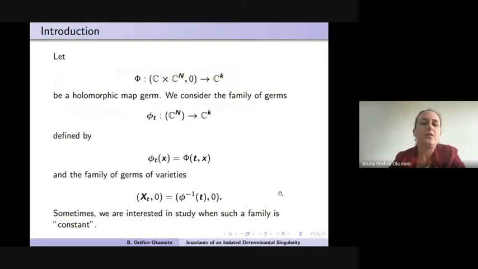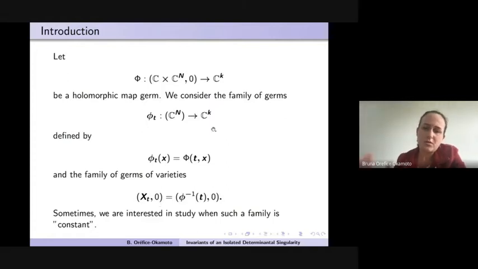Okay, if we consider a holomorphic map germ, capital phi from C times C^n to C^k, we can look at a family of germs phi_t from C^n to C^k, such that phi_t of x is the capital phi applied in (t,x). And also, we can look at the family of germs of varieties X_t, where each X_t is the inverse image of 0 by phi_t. This is wrong here, okay?